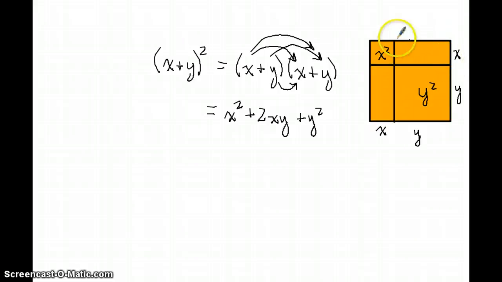Okay, so this little rectangle here is x by y, this length is y down here, so here's an xy area rectangle, and here's another xy area rectangle. All together now, we have x squared plus 2xy plus y squared. Okay, pause that if you need to.